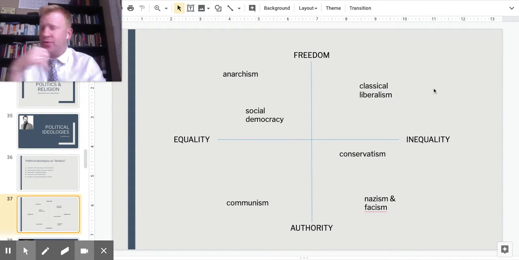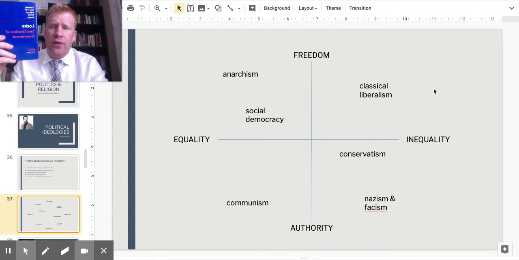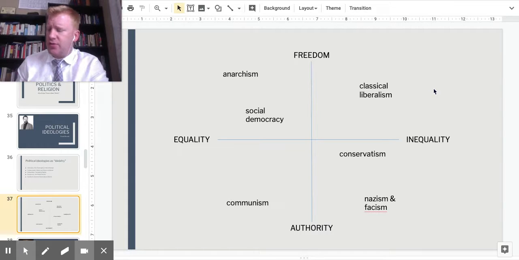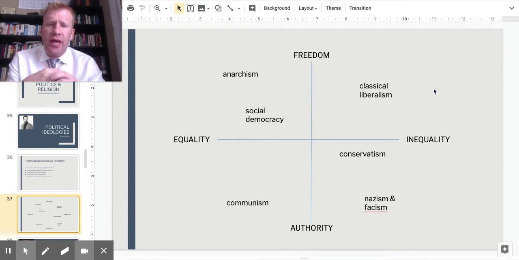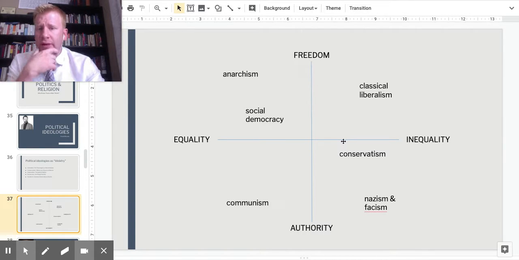So I mentioned before that classical liberalism would be likely embodied by John Locke's Two Treatises of Government and among other works. But you could get into basically the political ideology of the founding. Once you get into the Federalist Papers, I think you would get a little bit farther toward the middle here, but that would be another example.